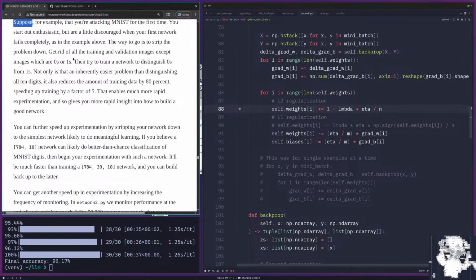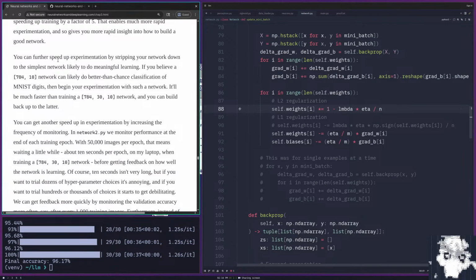The way to go is to strip the problem down. Get rid of all the training and validation images, except images which are zeros or ones, then try to train a network to distinguish zeros from ones. Not only is that an inherently easier problem than distinguishing all 10 digits, it also reduces the amount of training data by 80%, speeding up training by a factor of 5. That enables much more rapid experimentation, and so it gives you more rapid insight into how to build a good network.